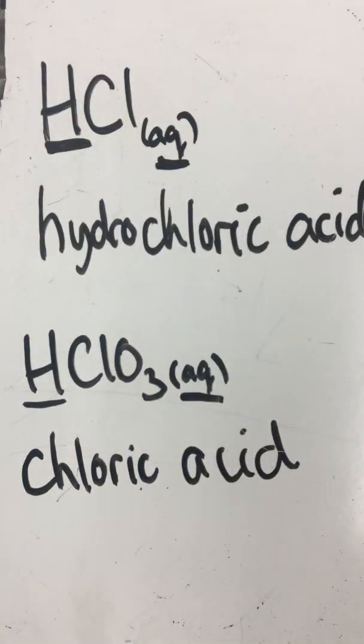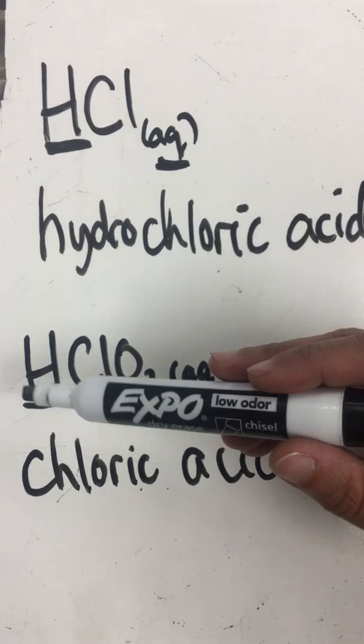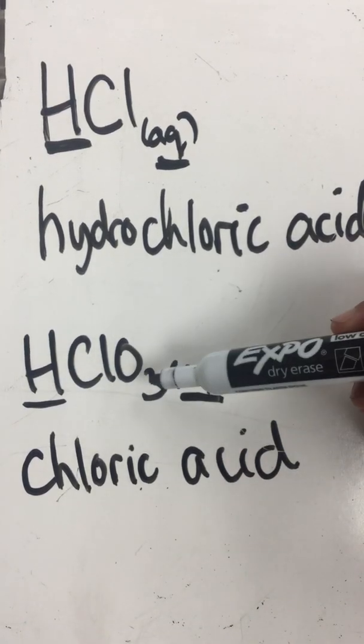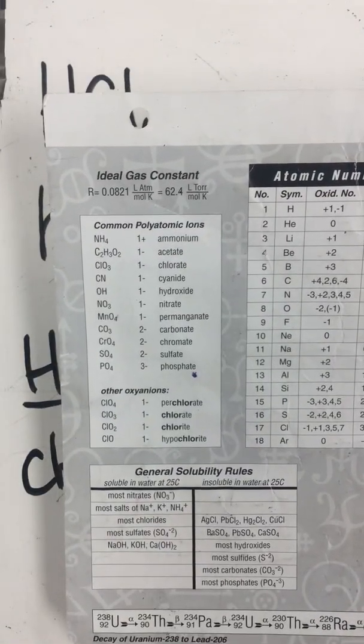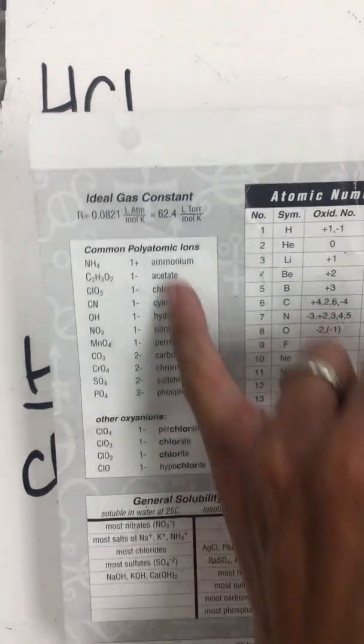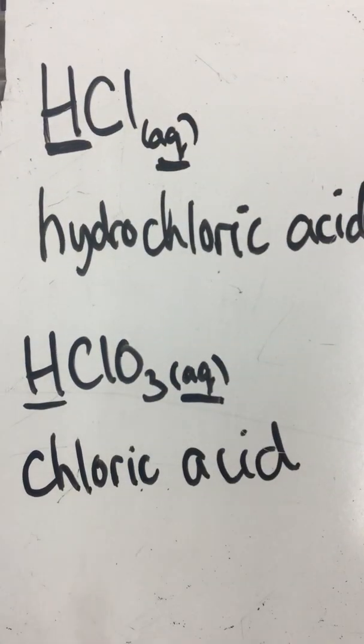And that ClO3 is just one of those polyatomics that we can find on the back of the periodic table. So just remember, anytime you happen to see something that has more than two elements in it, so this one has hydrogen, chlorine, and oxygen, we always want to make sure that we take a look at our table and that we're seeing if it's actually a polyatomic. And here we have that ClO3, which is chlorate, so it is.